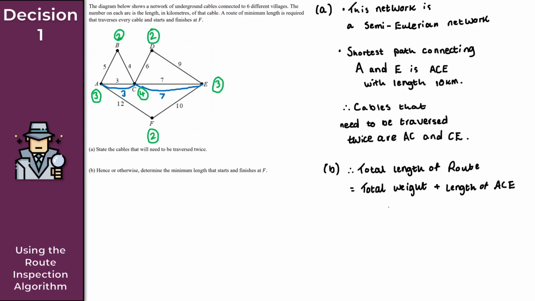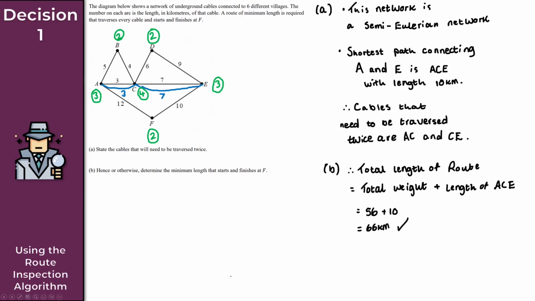Okay. Now the total weight, I already worked this out here. That's going to be 5 plus 3 plus 4 plus 6 plus 7 plus 9 plus 10 plus 12. That is going to be 56. So we get 56 there. And the length of ACE, as we deduced in part A, is 10. I get 56 plus 10, which gives us 66. Don't forget our unit, so 66 kilometers here. Okay, and there we have it.